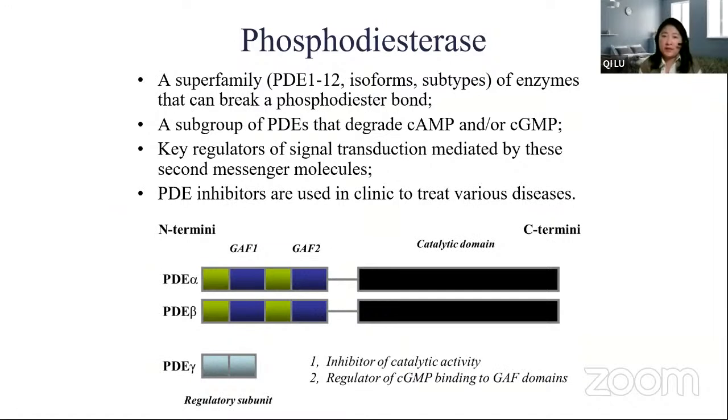Phosphodiesterase, or PDE, is a superfamily. It has 12 isoforms or subtypes of enzyme that can break phosphodiester bonds. A subgroup of PDE degrades cyclic AMP and or cyclic GMP. They are key regulators of signal transduction mediated by these second messenger molecules. PDE inhibitors are used in the clinic to treat various diseases.